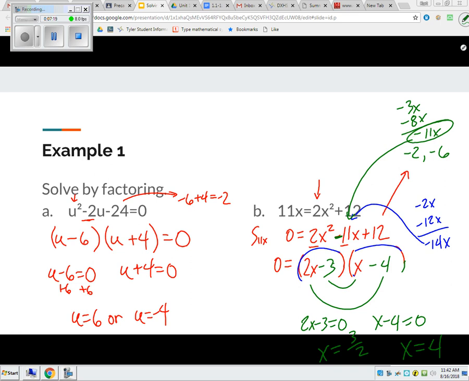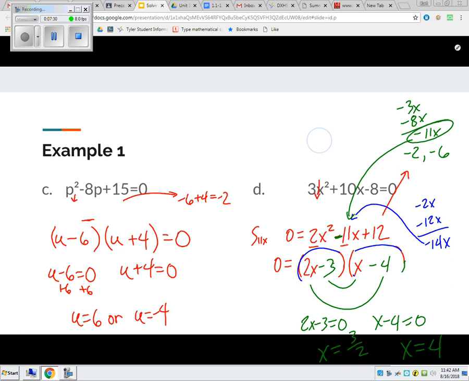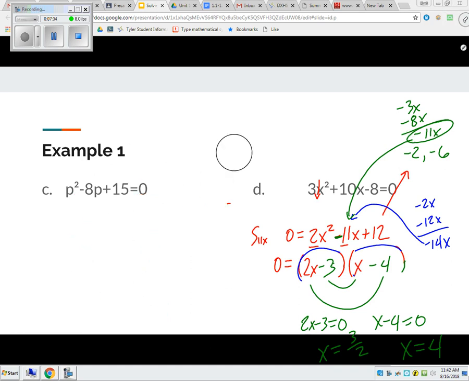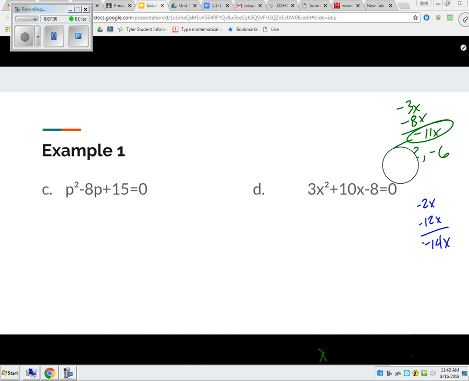And feel free to check your answer. You can plug in either one of these numbers back in for x, and it should give me a true statement. All right, C and D, I'm going to let you try. I'm going to pause the video for a second. You try to work these out. And then once you're done, hit play and see if your answers match mine.